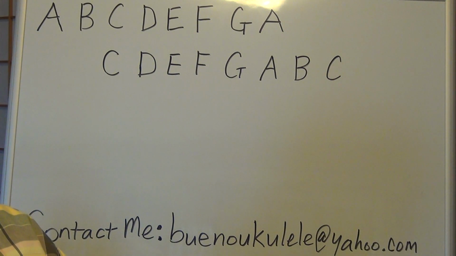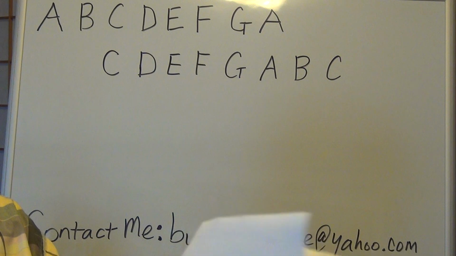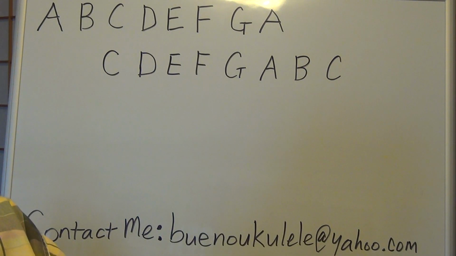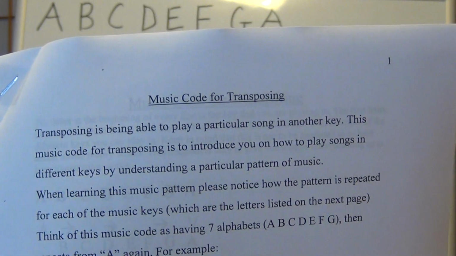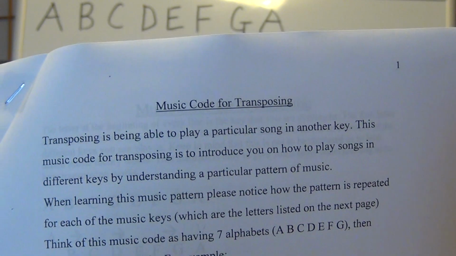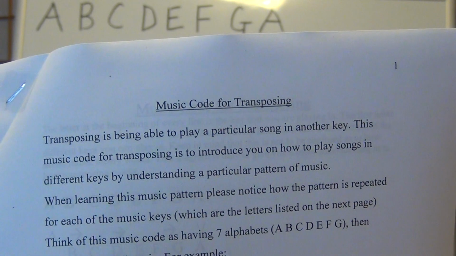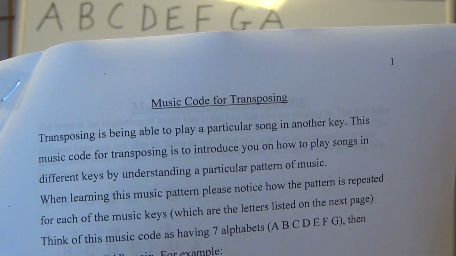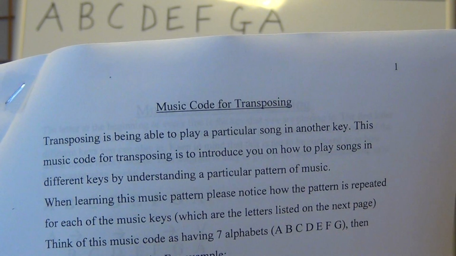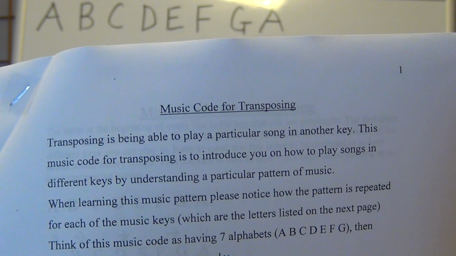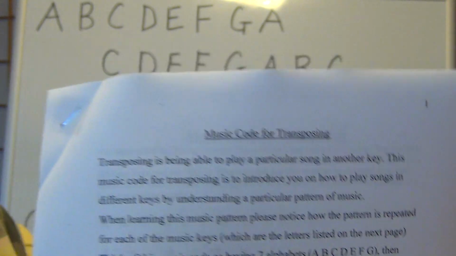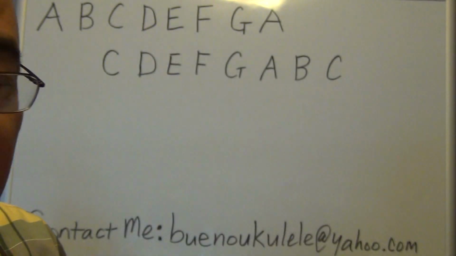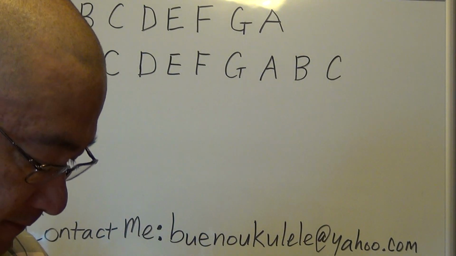Today we're going to go over pages 3 and 4 on the music code for transposing. So if you want to go ahead and get that paper, actually it's a 4-page file. So if you want to go get those 4 pages, we're going to be doing pages 3 and 4 for that. Pause the video and get your music code for transposing, and we'll get started in about a second.